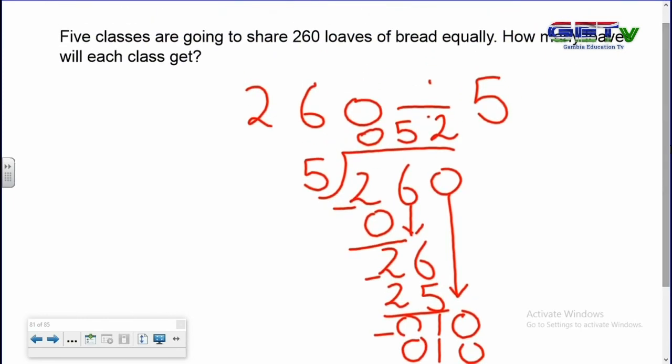Let's go back to the question. It says 5 classes are going to share 260 loaves of bread equally. How many loaves will each class get? 260 divided by 5. The answer is 52. So therefore, each class will get 52 loaves of bread.